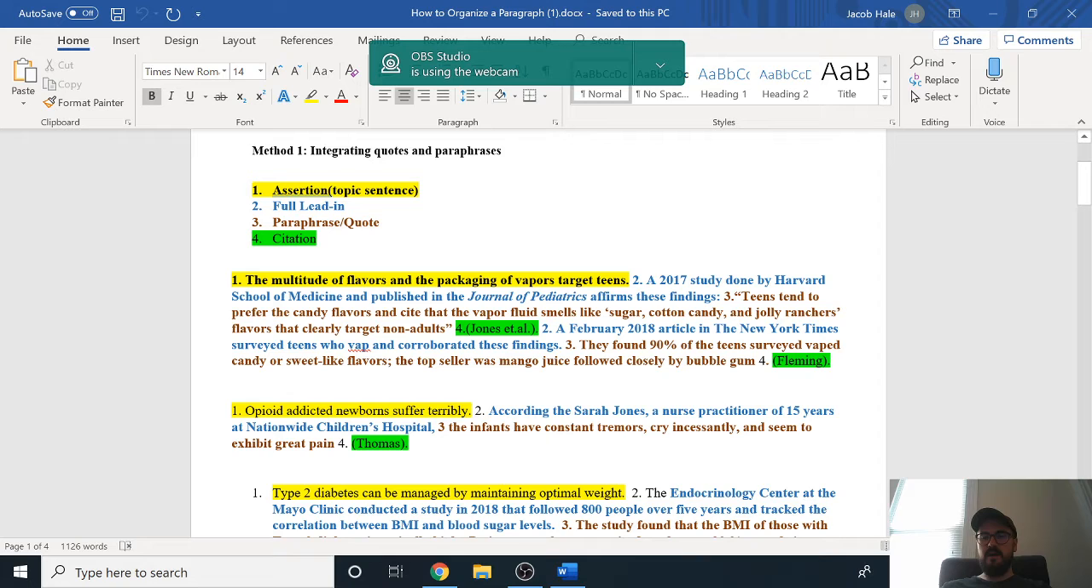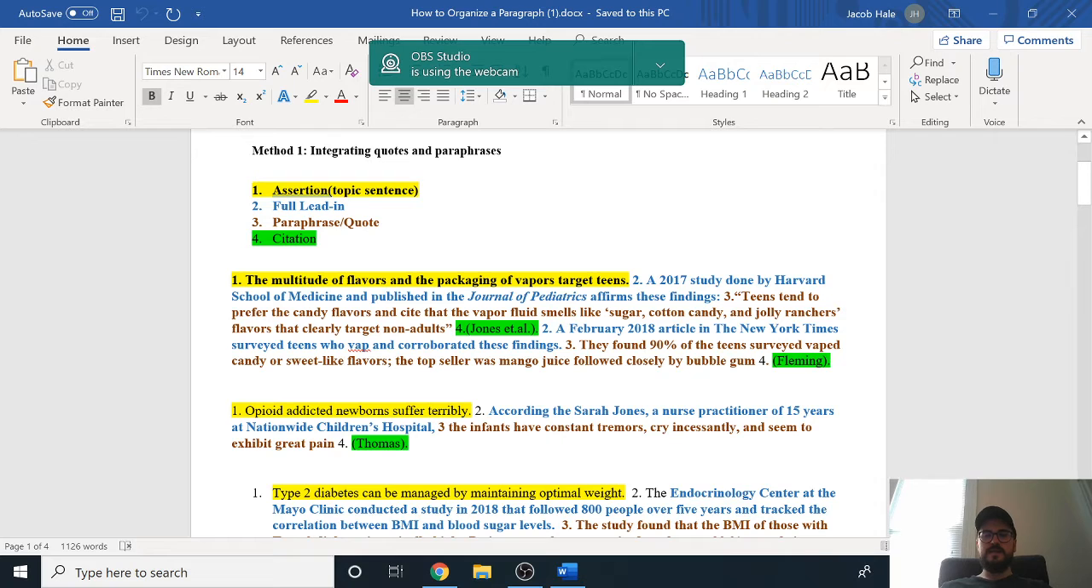Next, in blue here, we have our full lead-in. A 2017 study done by Harvard School of Medicine and published in the Journal of Pediatrics affirms these findings. So let's break down what that is doing there.